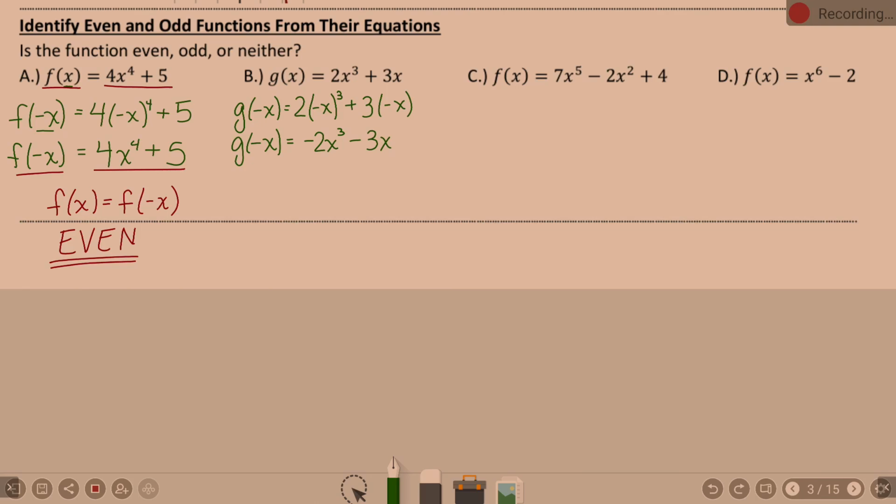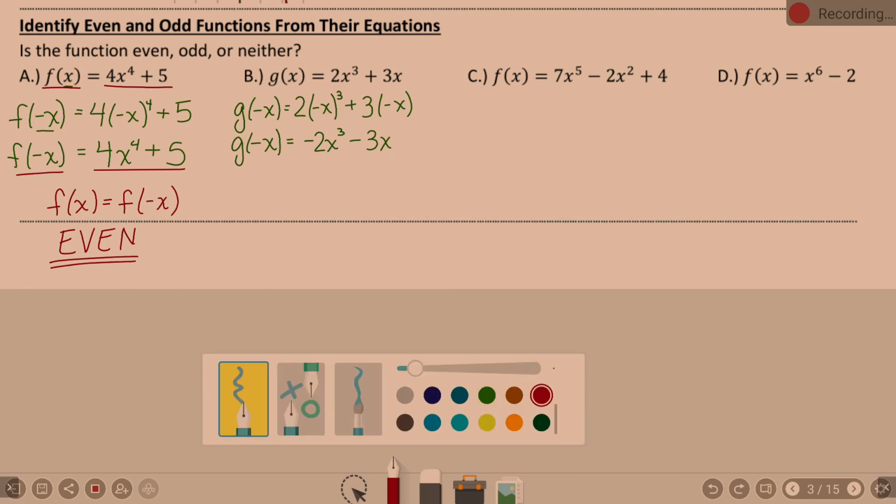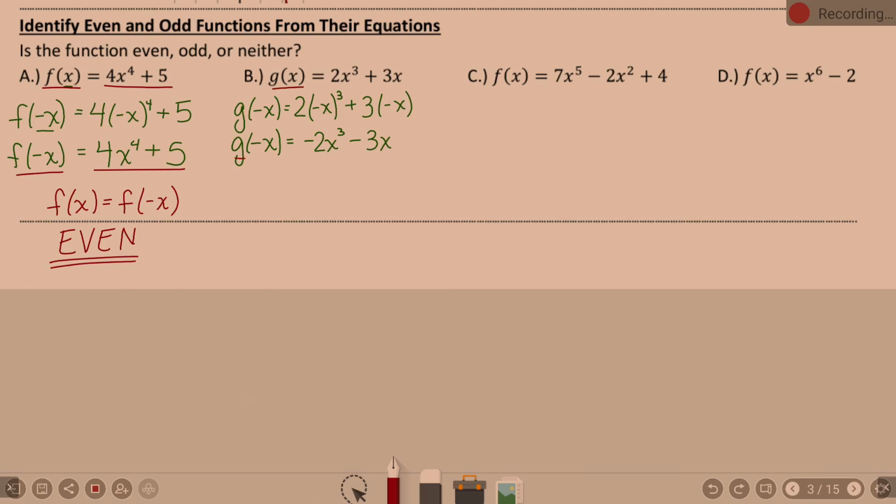Right now, what do we know? Does g of x equal g of negative x? No, they're not the same, are they? So at this exact moment, I can say, and I'll go ahead and make the statement, that g of x did not equal g of negative x. So far, at this point, I know that it is not even. Could be odd, but don't forget there's also that neither option, isn't there? Not applicable. Okay, so right now, it's not even.